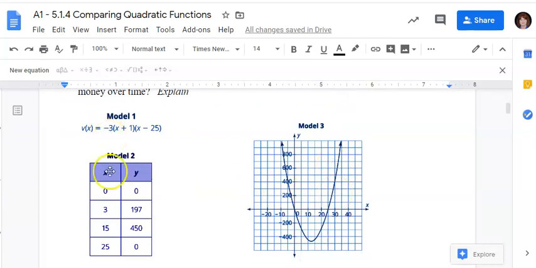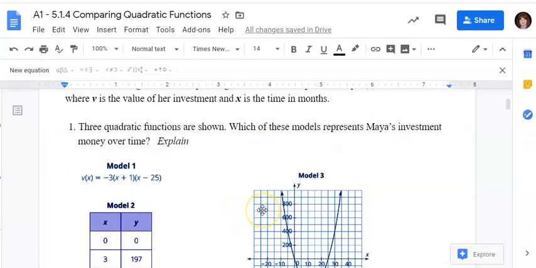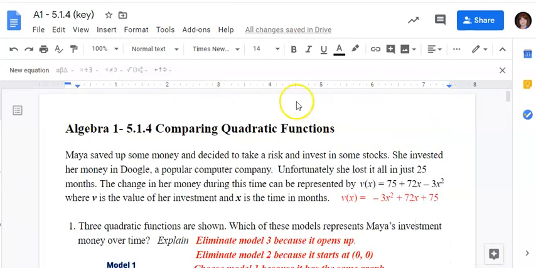Model 1 does open down. In model 2, if you'll notice, the numbers go up and then back down on your y's, so it will open down as well. So 1 and 2 are okay because they both open down. The next thing you'll notice is that we should start with $75, and that's because the y-intercept of this function, if you put a 0 in for x, you get a 75 out for y. This 75 at the end is where the graph crosses the y-axis.